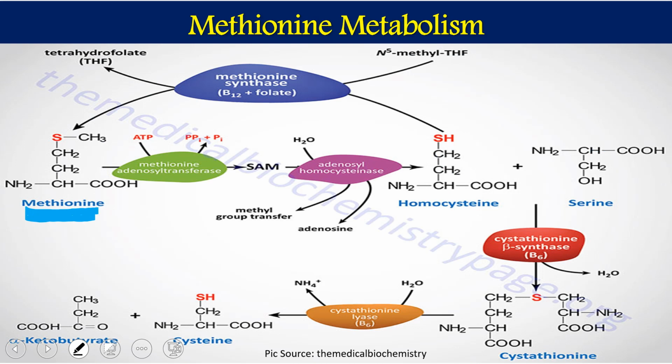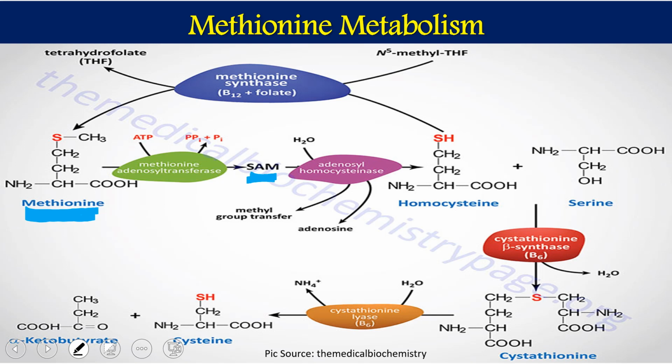One of the important uses of methionine is that it is going to be converted to S-adenosylmethionine. In abbreviated form we are going to call it SAM. SAM means S-adenosylmethionine. In most cases in biochemistry, whenever we want a methyl group donor, whenever a methyl group has to be donated, S-adenosylmethionine works as the methyl group donor. So for methyl group transfer, this SAM is going to be used.